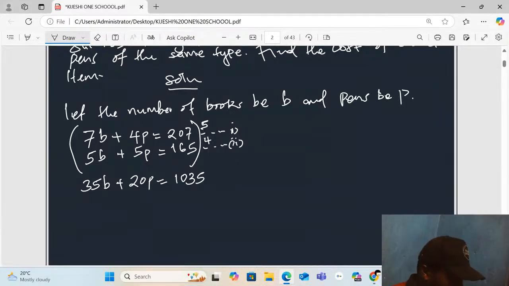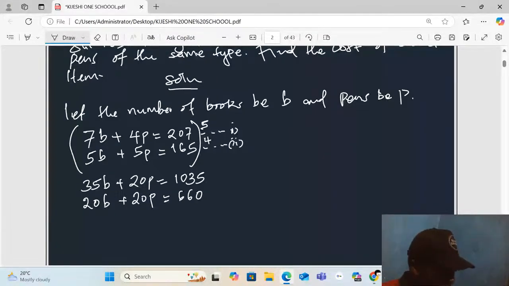And equation 2, 4 times 5B, we get 20B plus 5P times 4, we get 20P, which will be equal to 165 times 4, and that is 660.